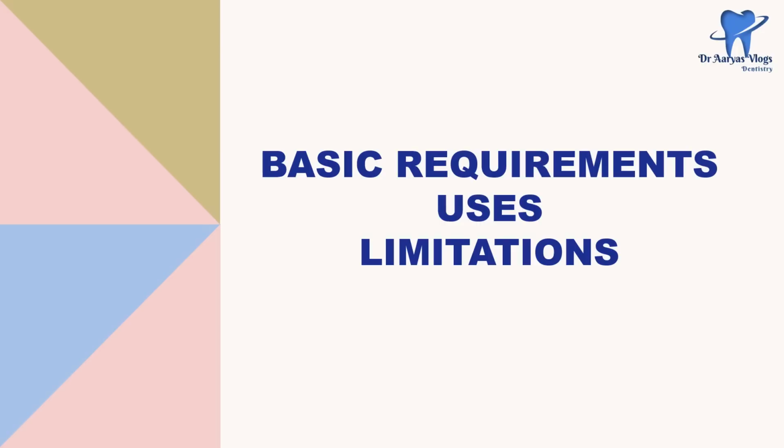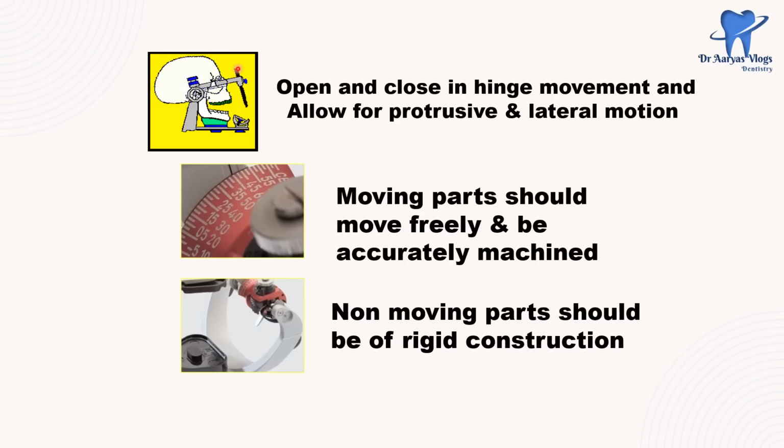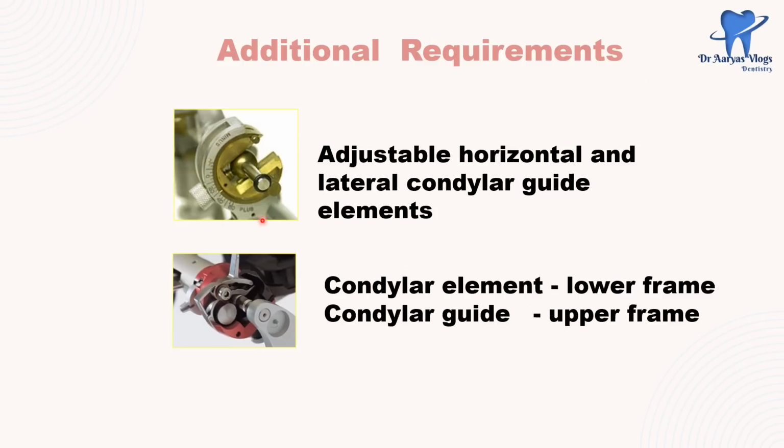So coming to the basic requirements, uses, and limitations. What are the basic requirements of an articulator? It holds the cast in correct vertical and horizontal position, and it must have a positive anterior stop and accept facebow transfer. Then it opens and closes in hinge movement and allows for protrusive and lateral motion. The moving parts should move freely and be accurately machined, but the rigid or non-moving parts should be of rigid construction. Additional requirements are adjustable horizontal and lateral condylar gate elements.